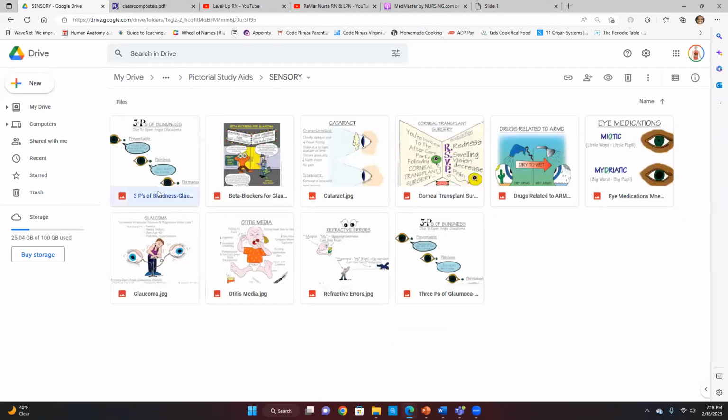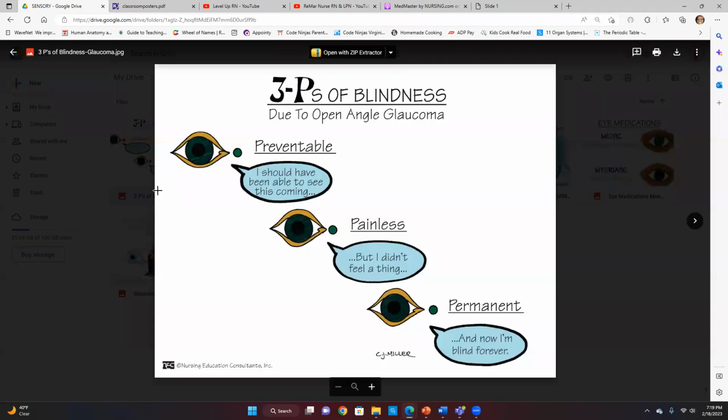I know in foundations right now, you're probably going to be learning about sensory alterations. So here's an example. You're probably going to be talking about glaucoma, cataracts, hearing deficits, those kinds of things. These visual aids give you pictures, they give you signs and symptoms. They also give you, sometimes, the nursing interventions, things that you need to look out for. This particular pictorial is about blindness due to open angle glaucoma. The 3 Ps is preventable, painless, and permanent. The patient may not even know that they have glaucoma unless they have their eyes checked and they have a high eye pressure.